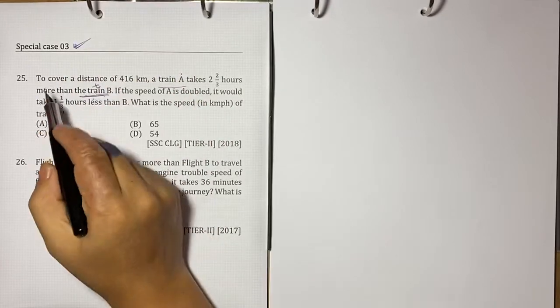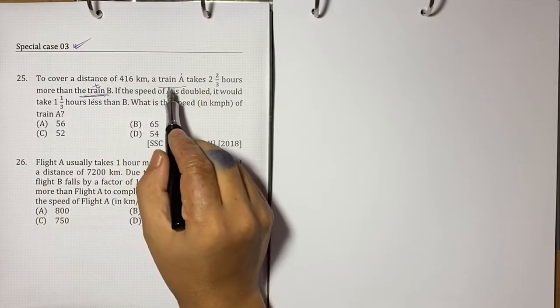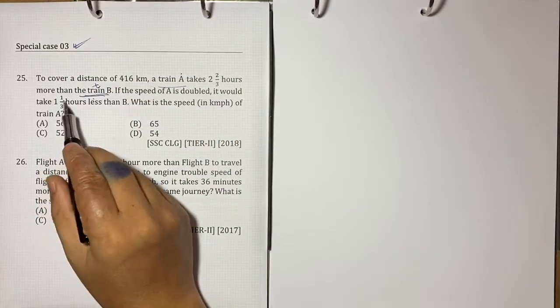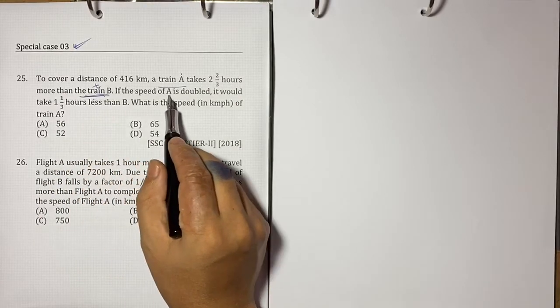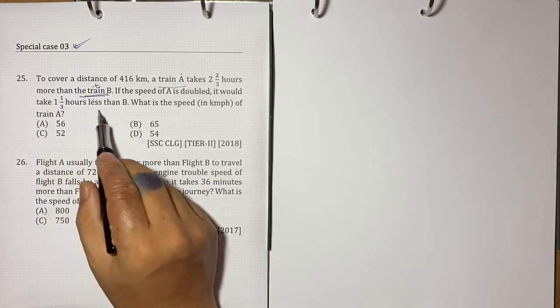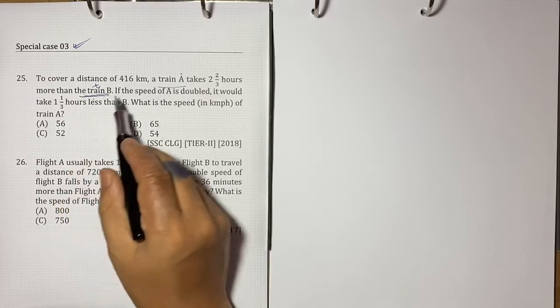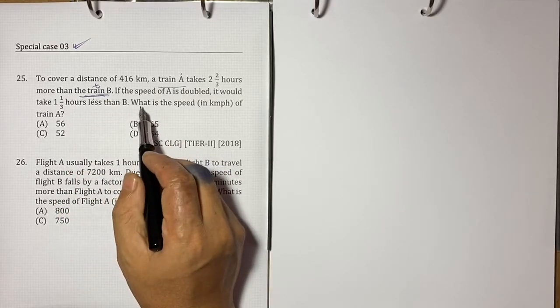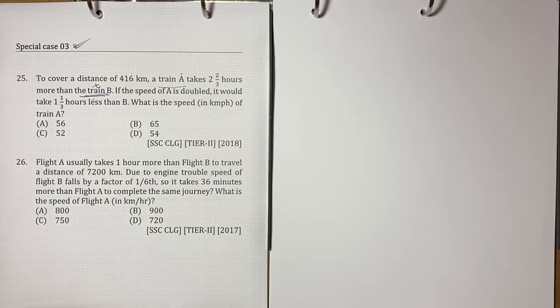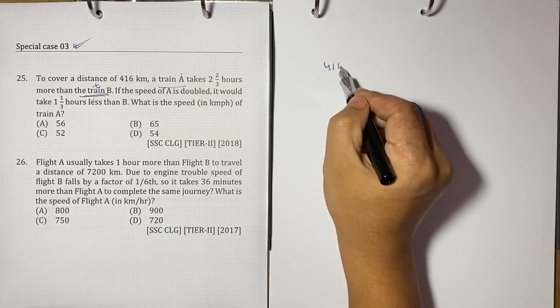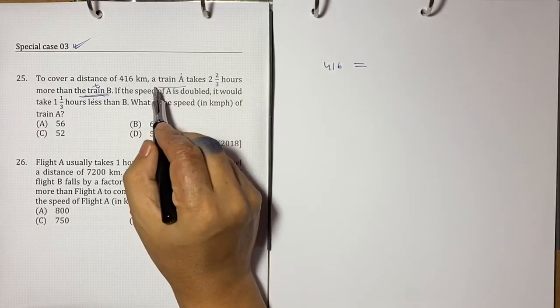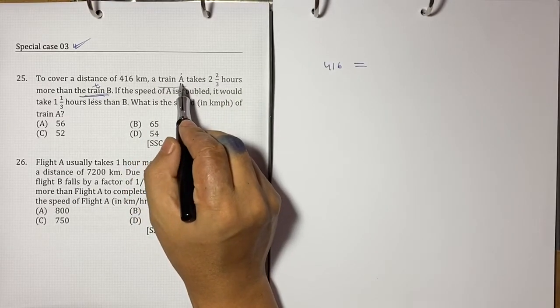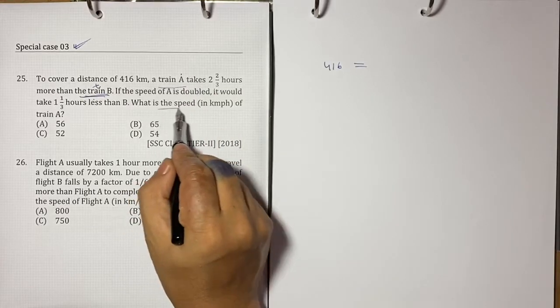Special case 3: to cover a distance, train A takes this much more than train B. If the speed of A is doubled, it would take this much less. What is the speed of train A? So this is a same distance problem. In this case, the distance is 416 km. Question: what is the speed of train A?